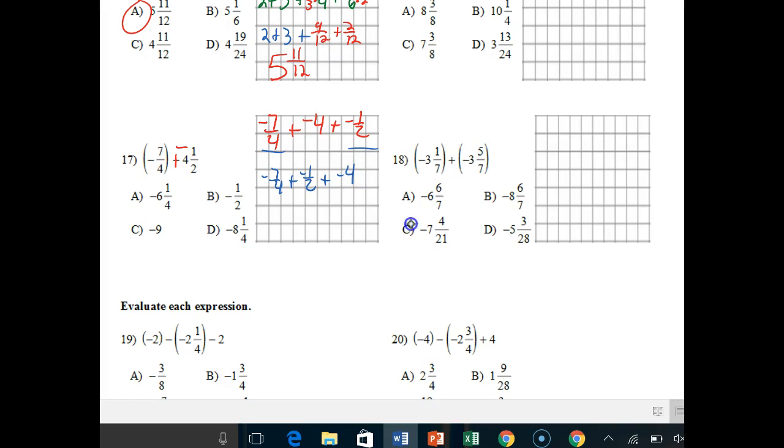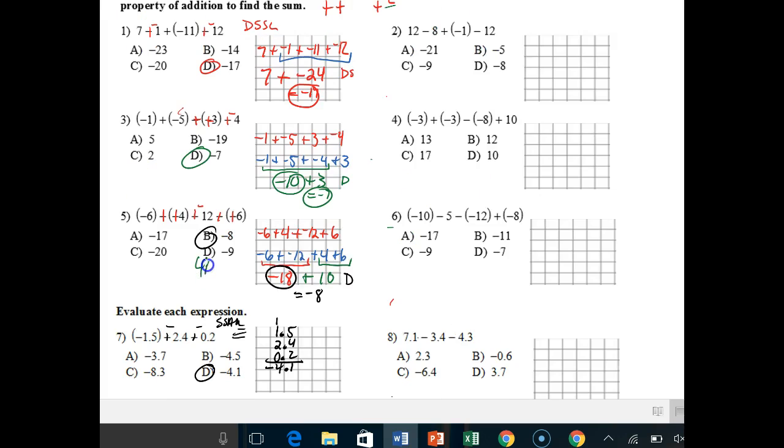Now go ahead and find a common denominator. So I just have to multiply this guy by 2. So we get negative 7/4 plus negative 2/4 plus a whole number of 4. This gives us negative 9/4. Why? Same signs, add, keep. Negative 7 plus negative 2 is negative 9, plus 4. Now, here's a problem. Negative 9/4 is improper.